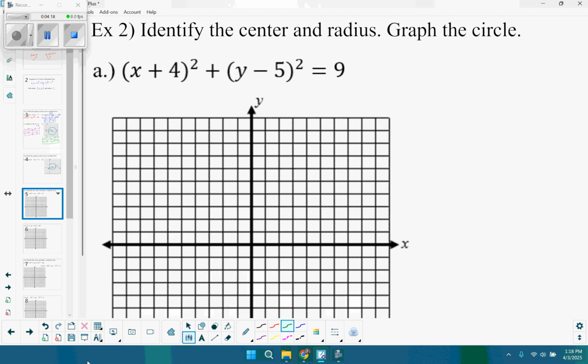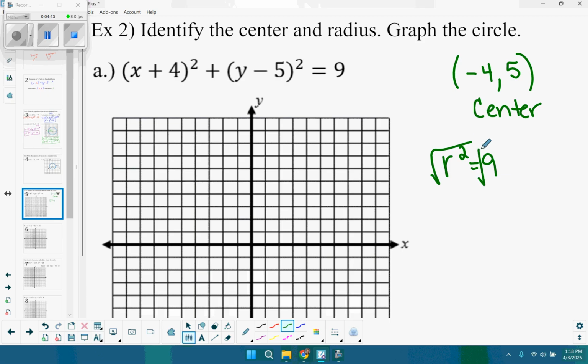For example 2, we want to identify the center and radius and also graph the circle. The opposites are going to be coming out of here. So instead of a positive 4, we would use a negative 4. And instead of a negative 5, I would say a positive 5. So that is my center. 9 is equal to r squared. If I take the square root of both sides, r is really equal to 3. So this is my center, this is my radius.